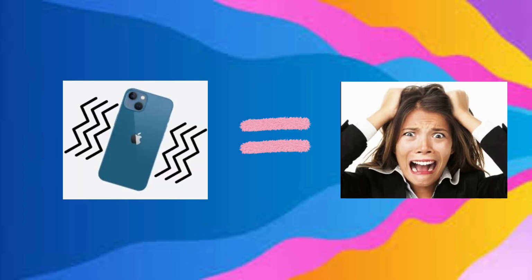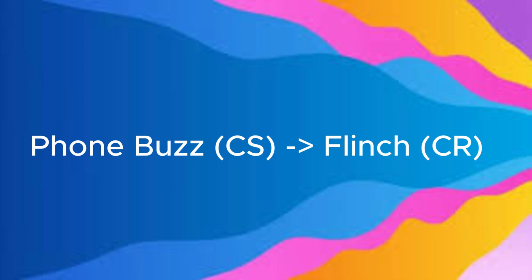Yes, so now every time the phone buzzes, the response is to flinch or to become stressed. Now, the phone buzz has become our conditioned stimulus, CS, and the flinch has become our conditioned response, CR.